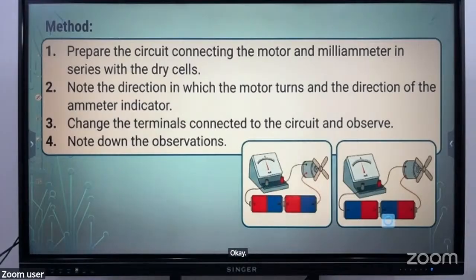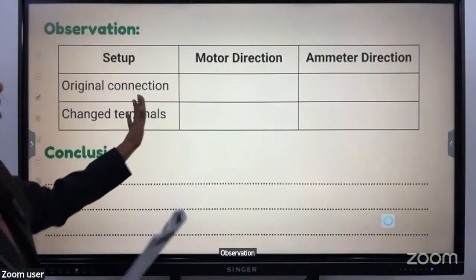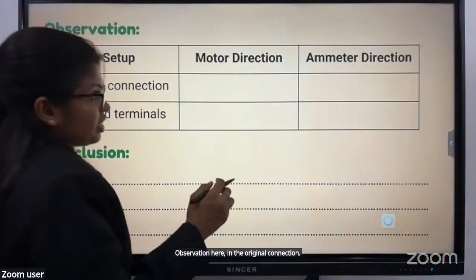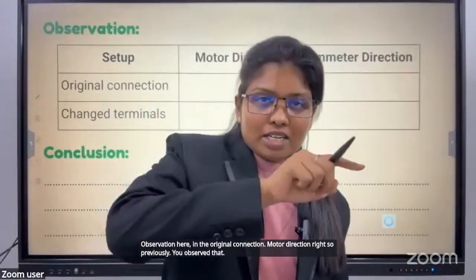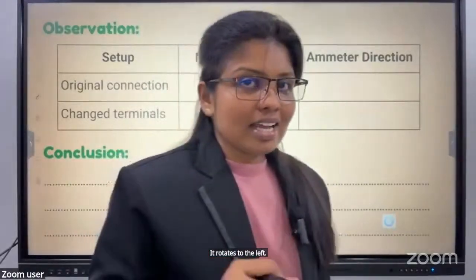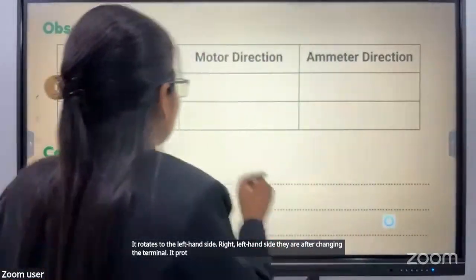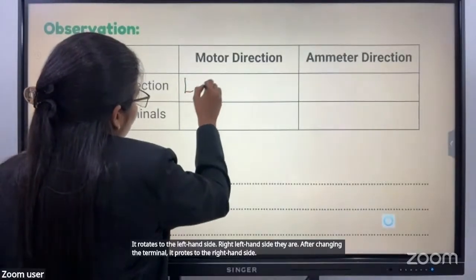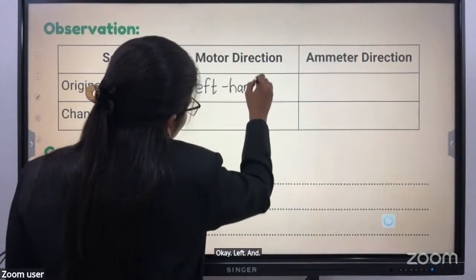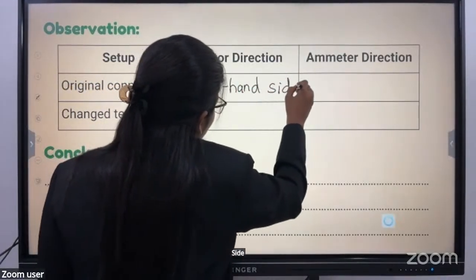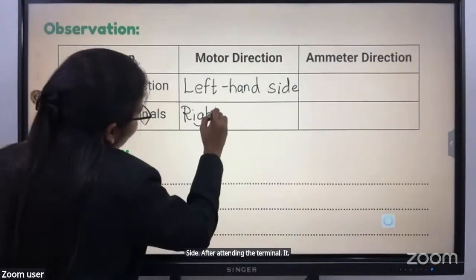All right, children. Now we'll move on to the observation. Here, in the original connection, the motor direction: previously you observed that it rotates to the left hand side. After changing the terminal, it rotates to the right hand side.